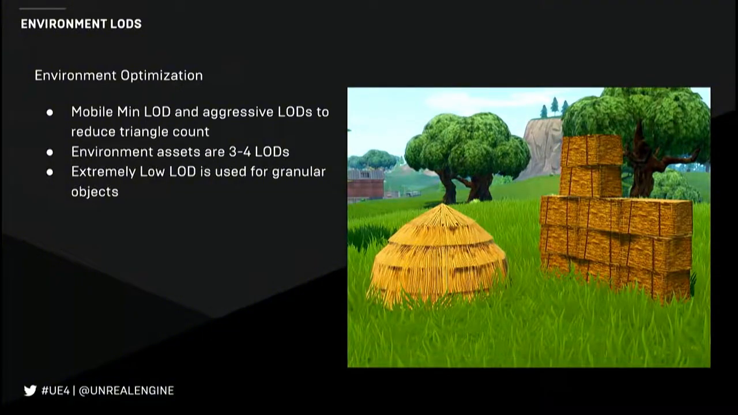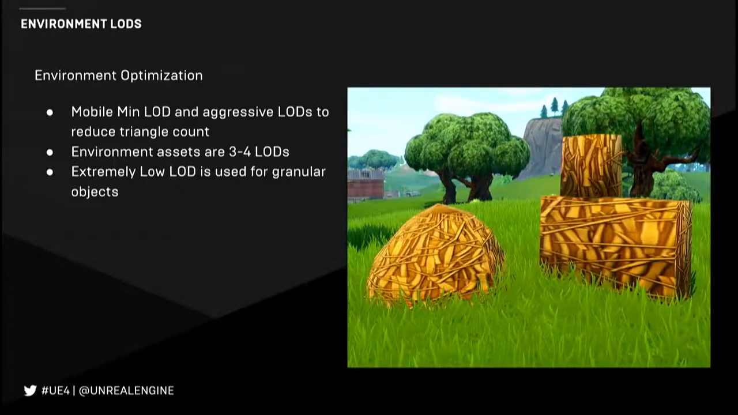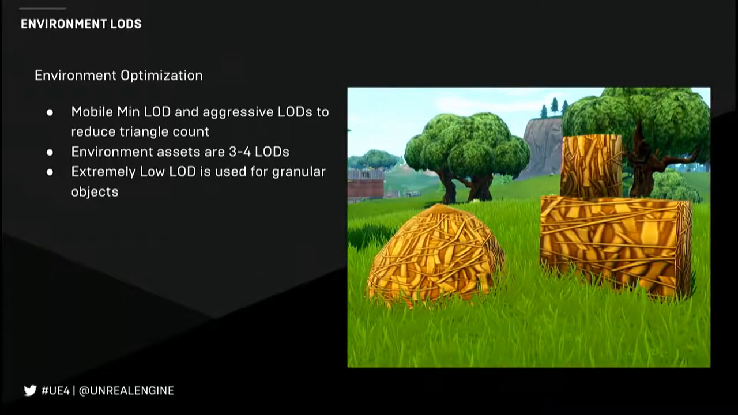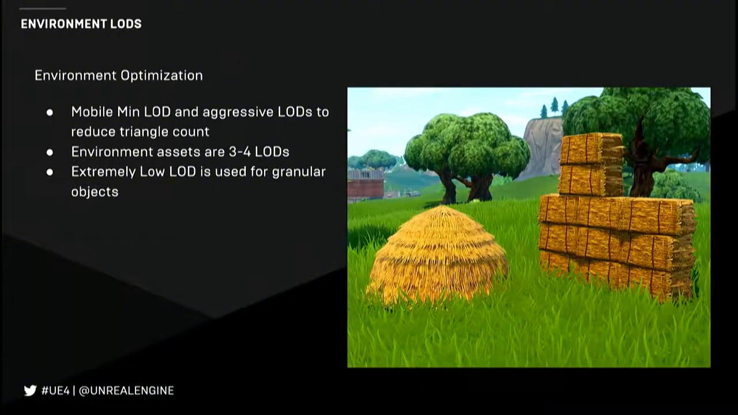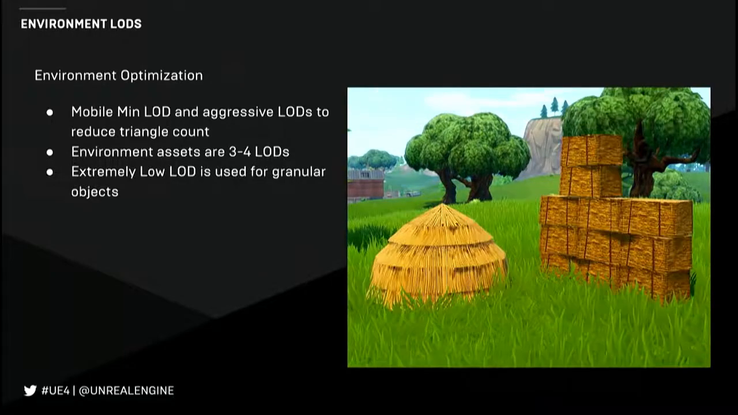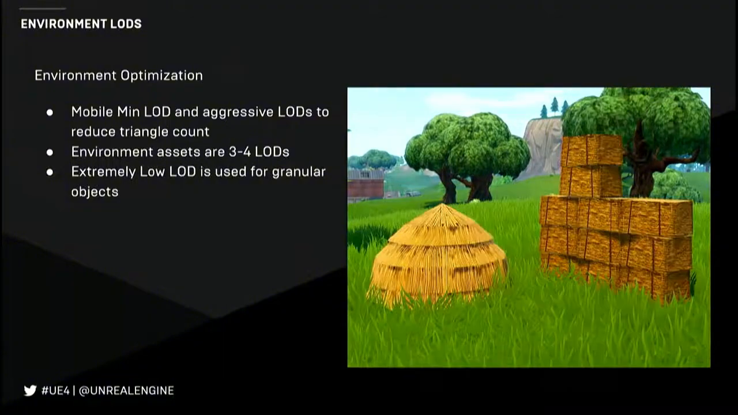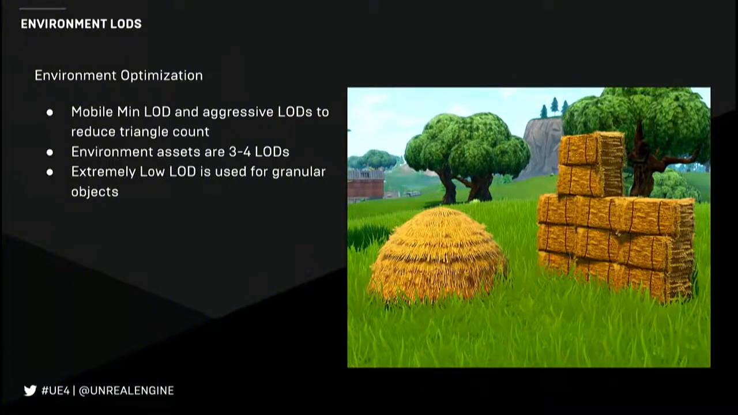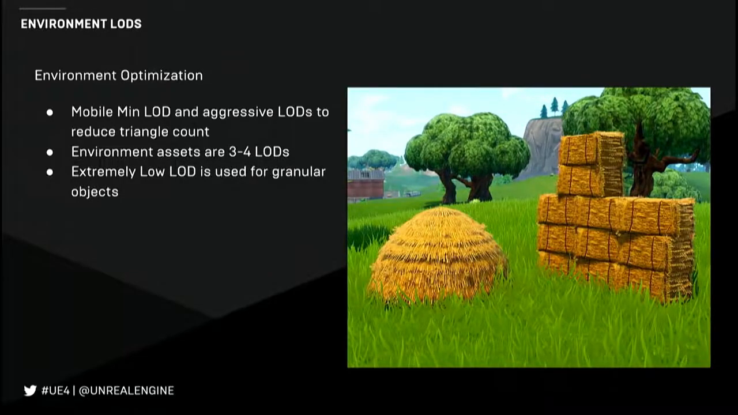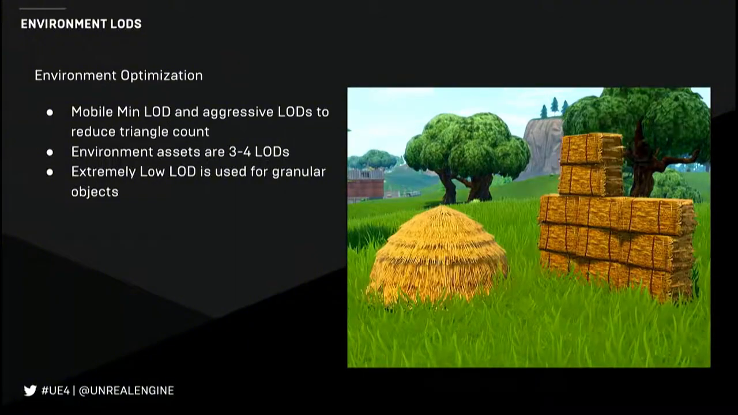For environment model optimization, our models have about 3 to 4 LODs, depending upon how complex that model is. Sometimes the min LOD for mobile is set to 1, sometimes it's set to 2 for objects like vehicles that are very high poly in LOD 0. We had to be extremely aggressive with our environment LODs. Here you can see for objects that are super granular, like bales of hay or things that are just repeating a lot in the world, we had to have LODs that were in the range of 20 triangles.